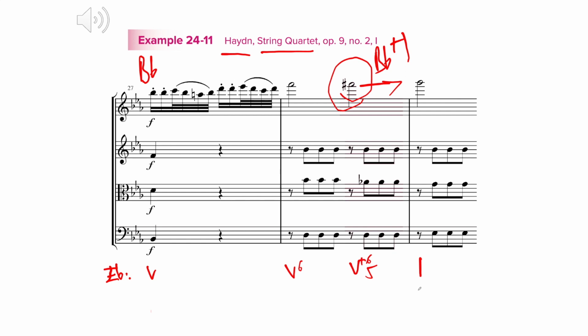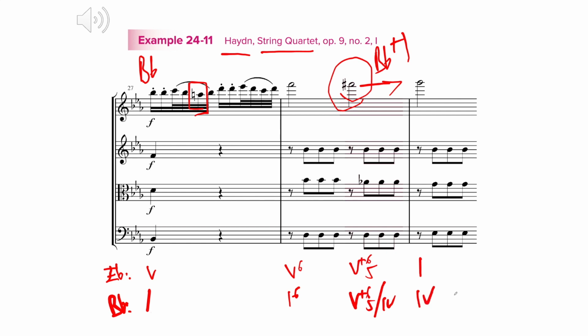This is one option. The other option would be, maybe it would be better because of this A natural here, which indicates B flat major instead of A flat, E flat major. We analyze the excerpt in B flat and we say this is the tonic chord. And here tonic chord in first inversion, then it becomes 5 plus 6, 5 of 4 and then 4.